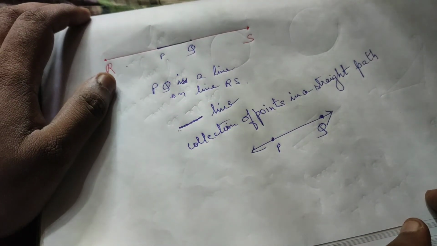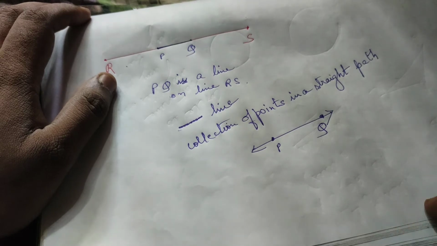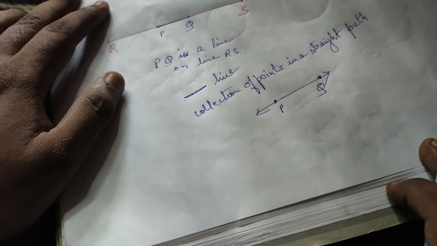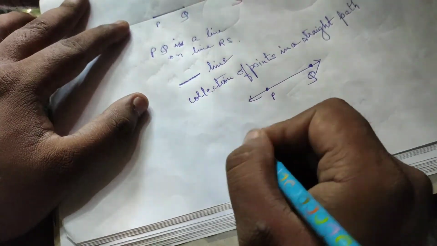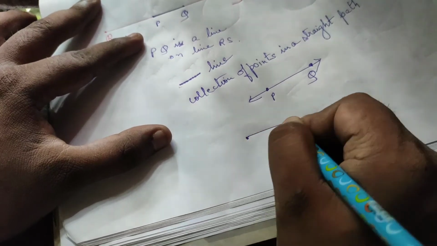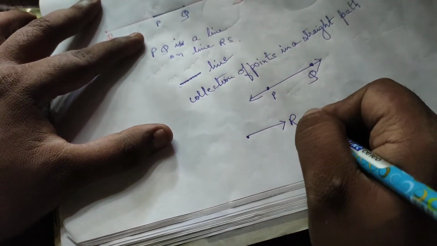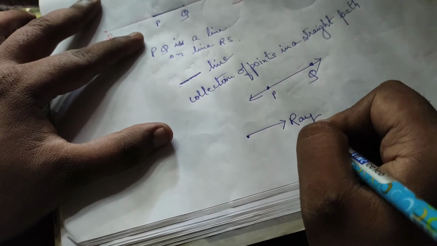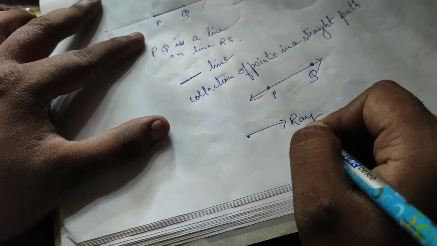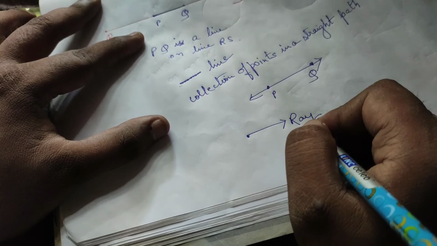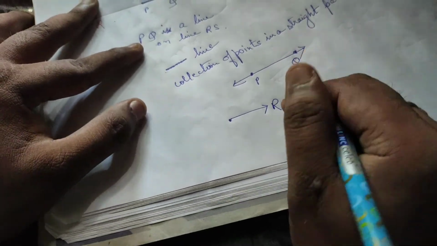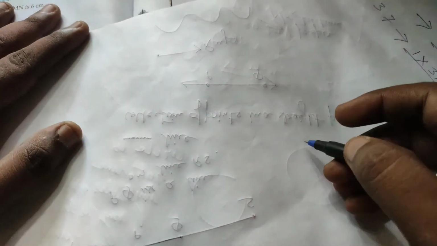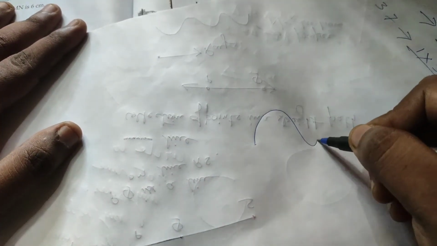Now our next topic is ray. A ray begins at a point called the initial point. Initial means starting. So this is the initial point. It extends indefinitely. Indefinitely means it has no ending. It will go on in one direction, hence it cannot be measured. So how to represent a ray? It will start with a point and then go with an arrow.